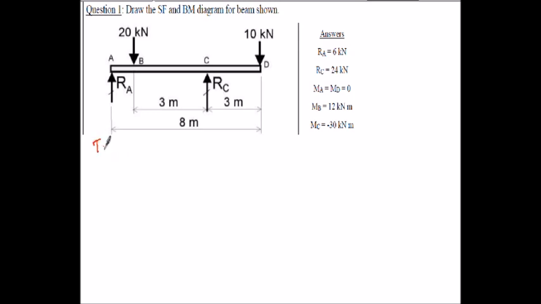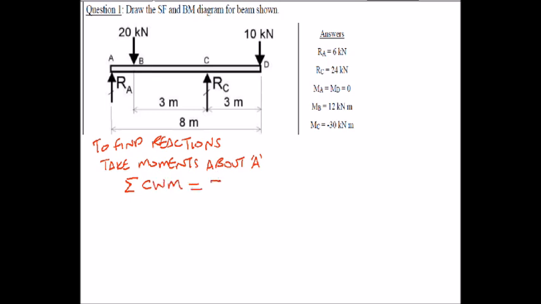So to find reactions, we take moments about a point, so I'm going to use point A. So we say summation of the clockwise moments is equal to summation of the anti-clockwise moments.